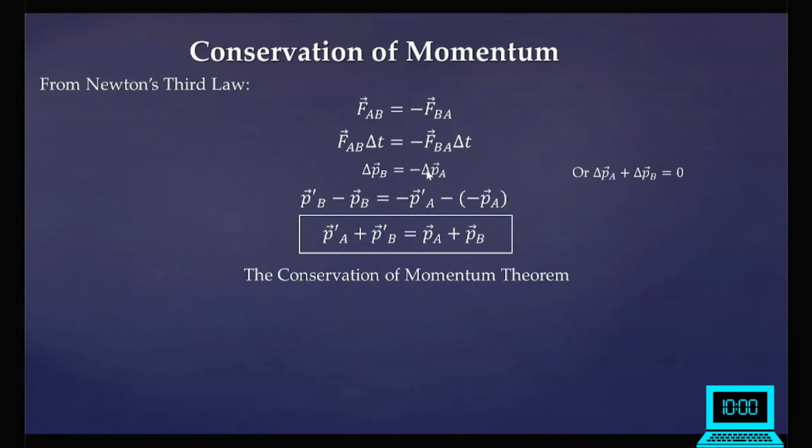Another way we could have written this, we could have just kept this minus delta PA sub A, and brought it over to the left side and said, look, the change in momentum of object A plus the change in momentum of object B is equal to 0. So this is what we mean by conservation. Okay, the change is 0. In other words, there is no change. The total momenta is constant.